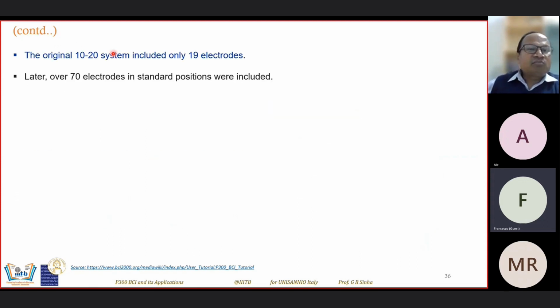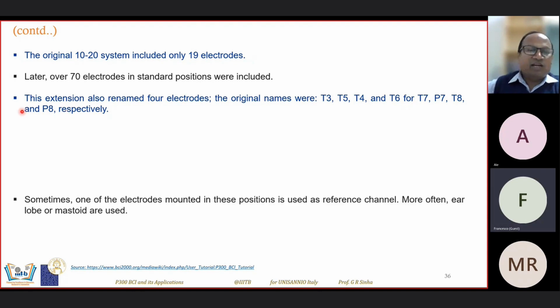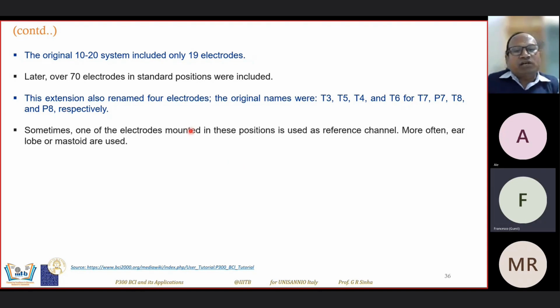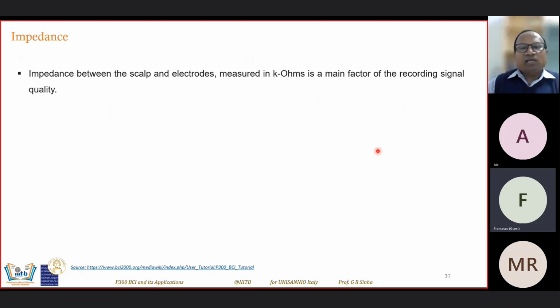So the original 10-20 system includes only 19 electrodes, and then more electrodes were included later. The extension also renamed 4 electrodes called T3, T5, T4, T6 to T7, T8, P7, P8. So these were the new names in place of these respectively in the later version. Sometimes one of the electrodes mounted in this position is used as a reference channel. If you remember our discussion on montages and electrodes, we use it for the reference voltage.